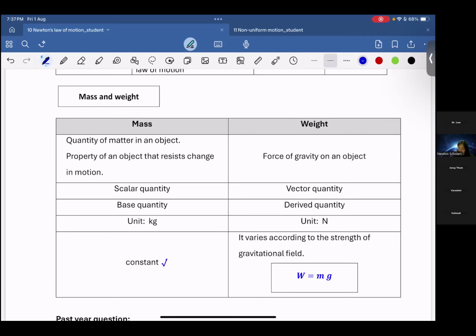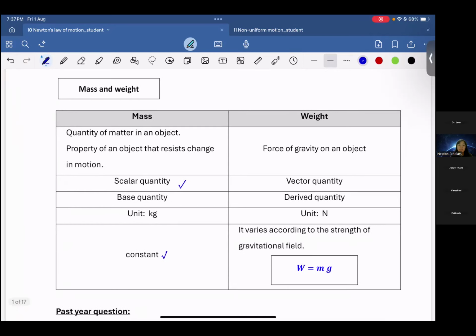The second one: mass is a property of an object that resists change in motion. If you have a greater mass, then it is hard to change your motion. This is related to Newton's first law, which talks about inertia. If you are sitting at rest and your mass is higher, it is hard to change from rest to motion. Mass is a scalar quantity, meaning there is no direction. We never say mass is left or mass is right. It is a scalar and a base quantity.